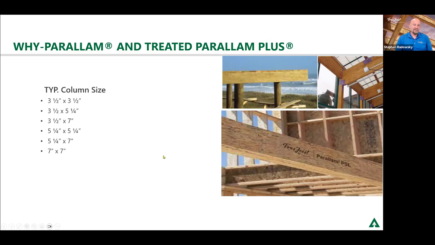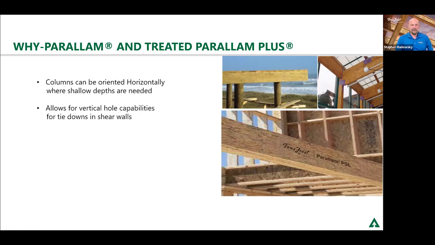Typical column sizes, again, are going to work within standard wall applications, 2x4, 2x6, and even a 7x7 column where we can do 2x8. What's great is the 7x7 is also available in treated. So that's great for some large deck applications or wet locations that you might be using it in.